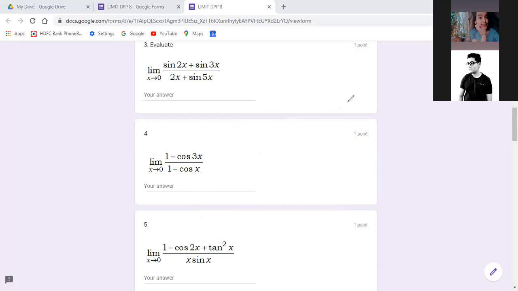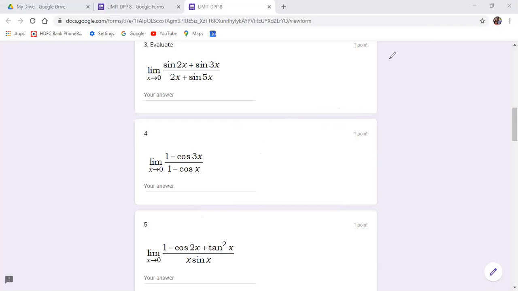If you apply this idea, it becomes very easy for you.